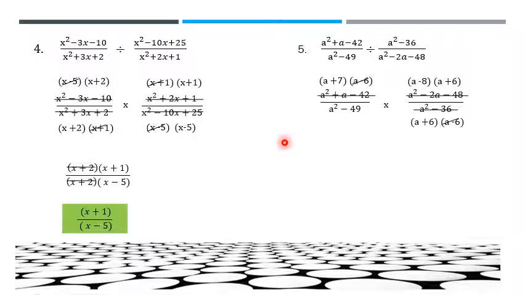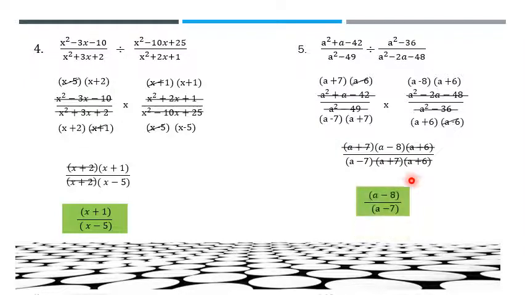Then factor: a minus 8, a plus 6. And the factors of this one are a minus 7, a plus 7. We can't cancel here because there's no common factor. So let's multiply numerator to numerator, denominator to denominator. So a plus 7, a minus 8, a plus 6, over a minus 7, a plus 7, a plus 6. We have the common factors a plus 7 and a plus 6, so we cancel them out. So the answer is a minus 8 over a minus 7.